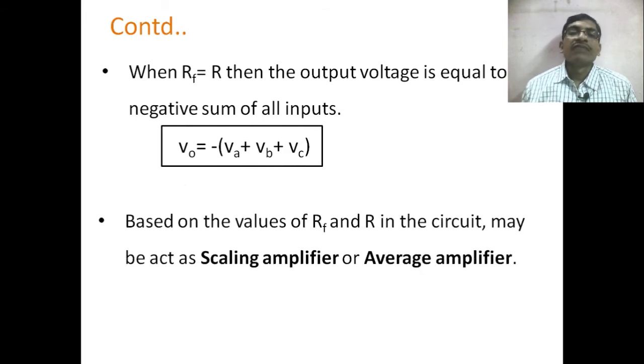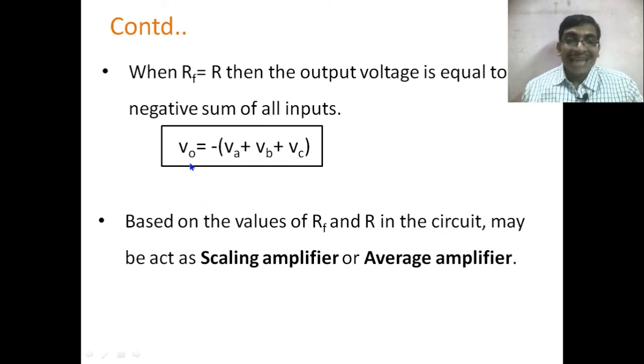Based on the values of RF and R, the circuit may act as a scaling amplifier or an average amplifier. Up to now, this is the equation for the summing amplifier or adder amplifier.